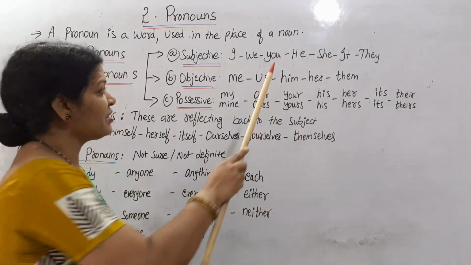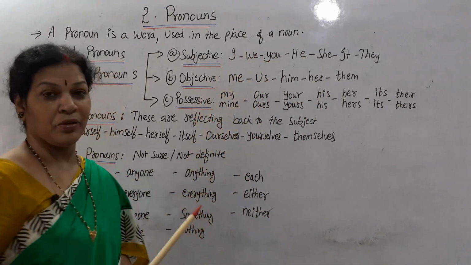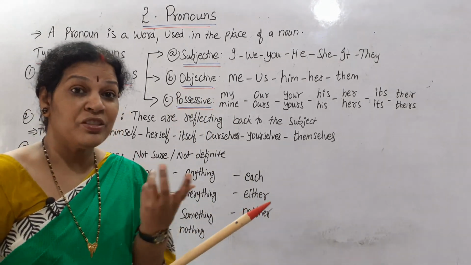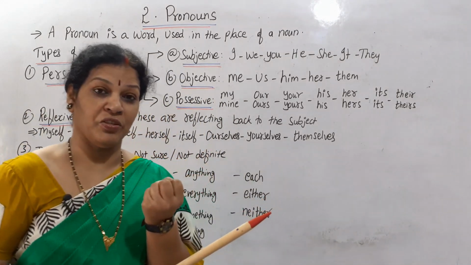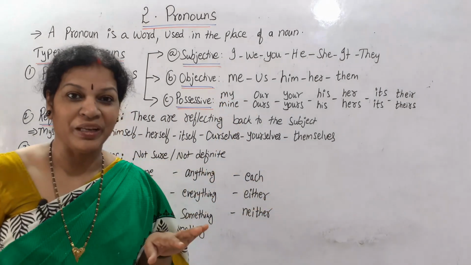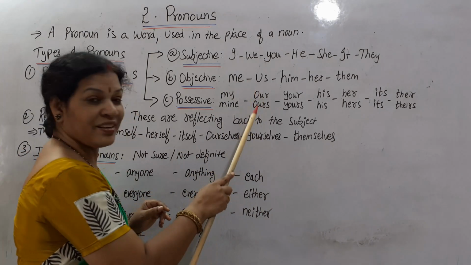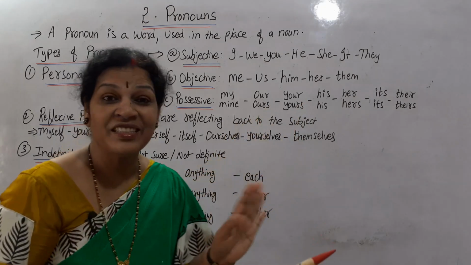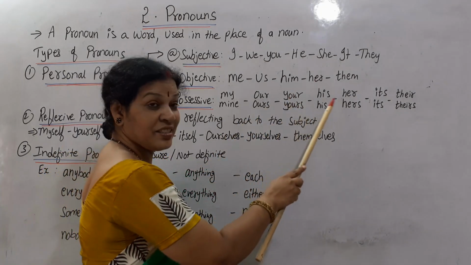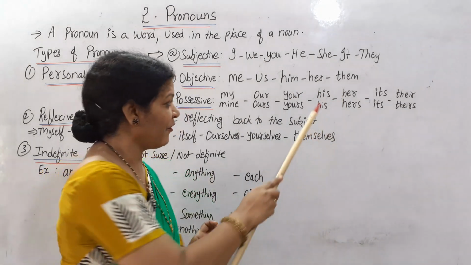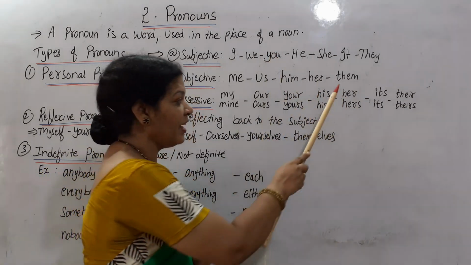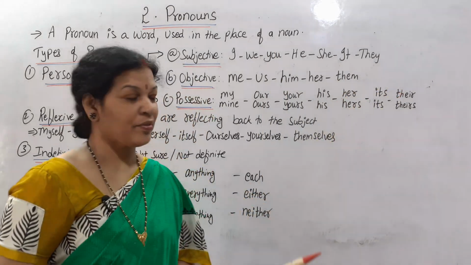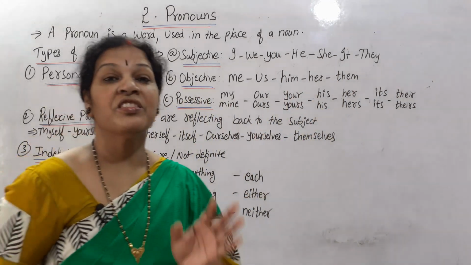In other words, we can say first person pronoun, second person pronoun also. And the third one is possessive. Possessive pronoun means having a possessive nature: my, mine, our, ours, your, yours, his, her, hers. Find the difference between these. His, her, hers. Here its, their, theirs. So these are all what we call possessive pronouns.